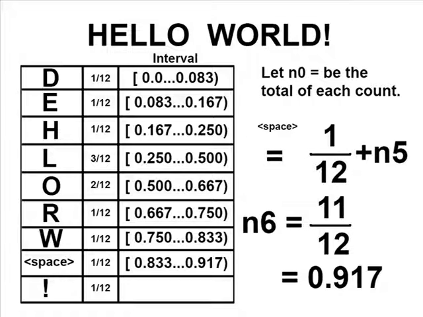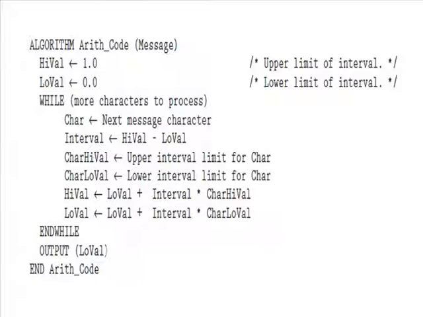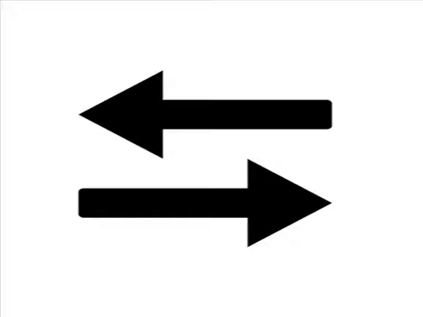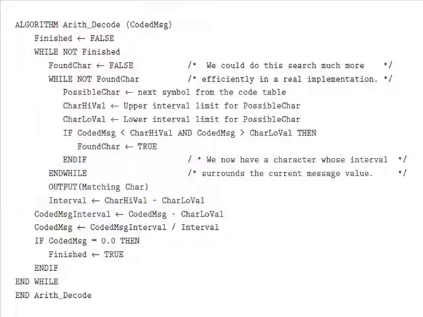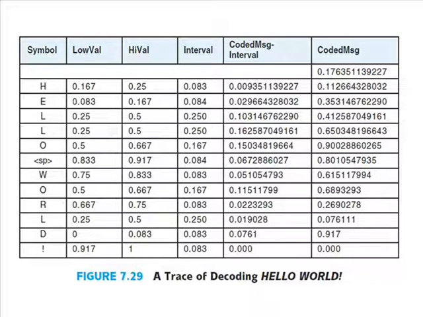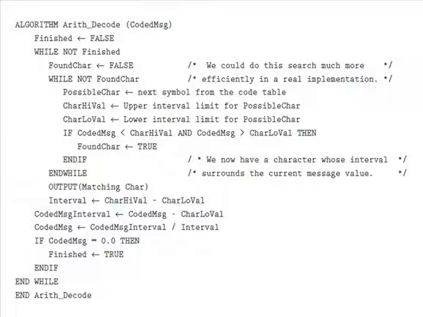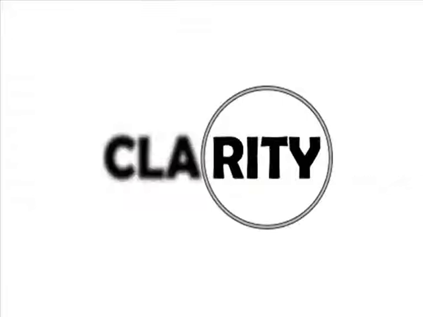This process becomes clear after studying the pseudocode. So this is the pseudocode for encoding Hello World with arithmetic coding. And this is the result of using the pseudocode for encoding Hello World with arithmetic coding. The other process is decoding the message using the same process in reverse, as shown in this pseudocode and the trace of decoding Hello World. And this will be the output of the pseudocode in the trace of decoding Hello World. You may have noticed that neither the arithmetic coding nor decoding algorithms contain any error checking. We have done this for the sake of clarity.